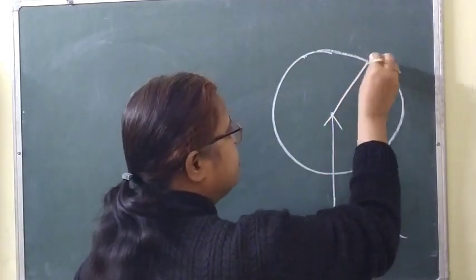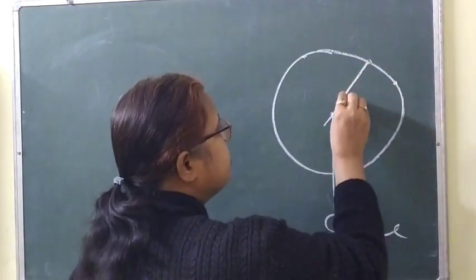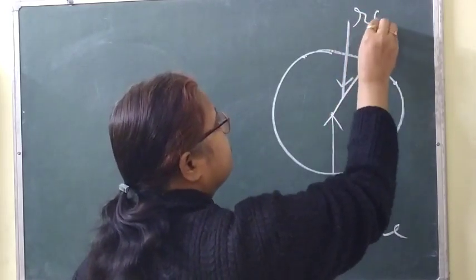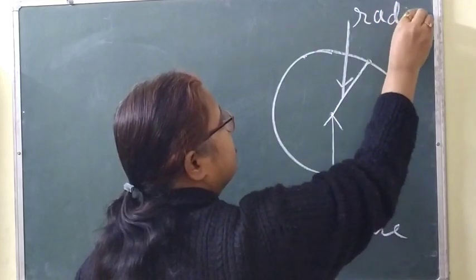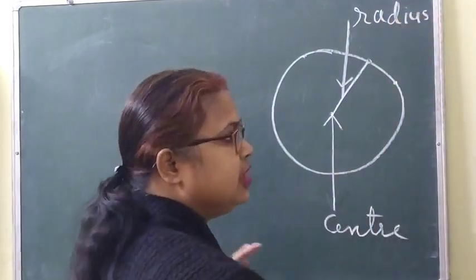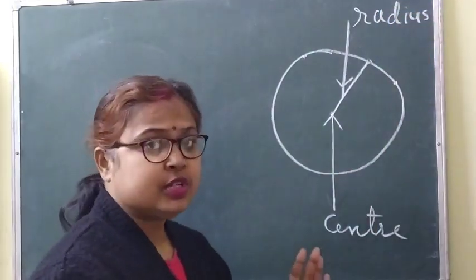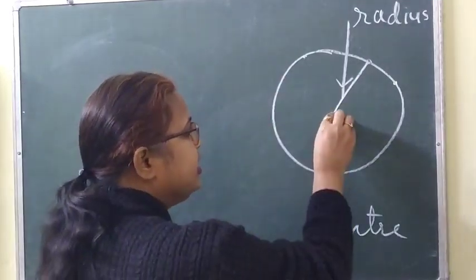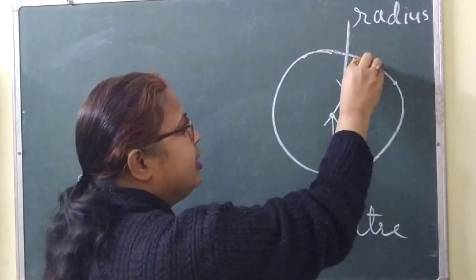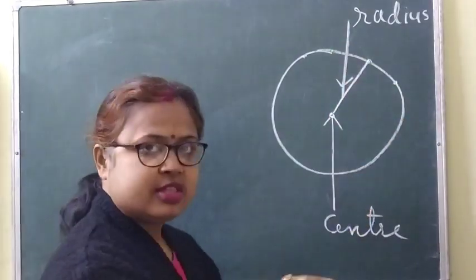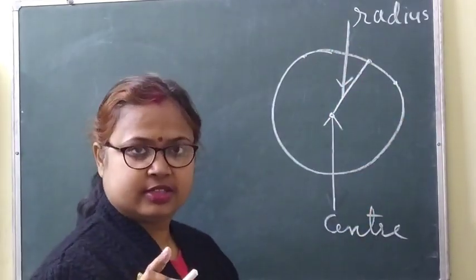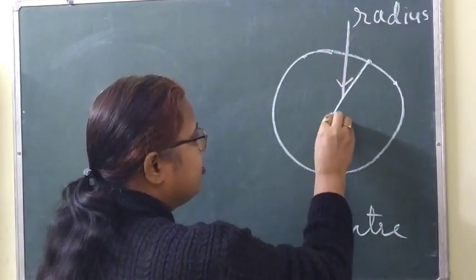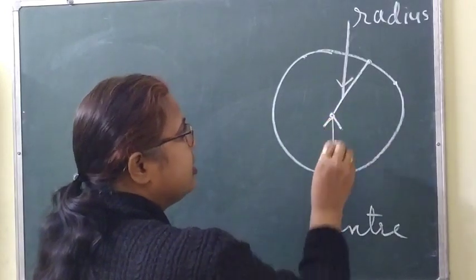So this distance is what? This distance is called a radius. What is radius? The distance between the center of the circle and any point on the circumference is called radius. Now, what next I am going to discuss is diameter.